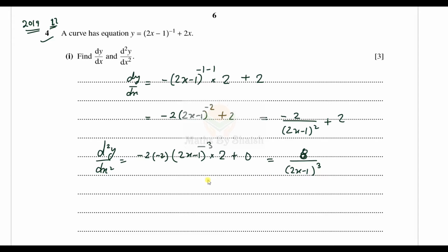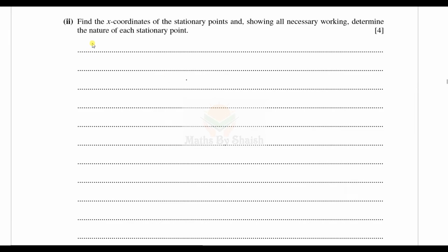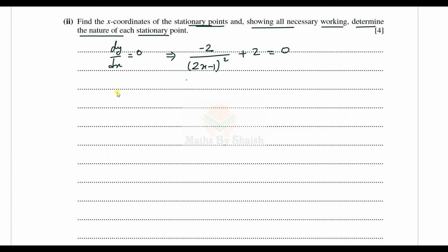Let's do the next part of it. In this, find the x of the stationary points, and showing all the necessary working, determine the nature of each stationary point. So for a stationary point, dy over dx should be equal to 0. It means minus 2 over (2x minus 1) to the power 2 plus 2 should be equal to 0. I can cancel 2 from everywhere and I'll get minus 1 over (2x minus 1) whole square plus 1 is equal to 0. I can transfer this 1 over to the right hand side and multiply by this. I'll get (2x minus 1) whole square is equal to 1.